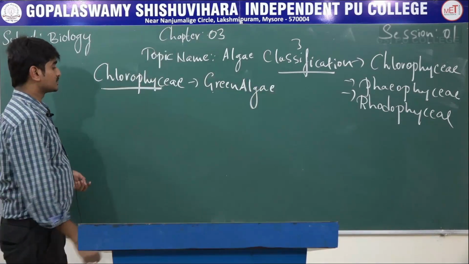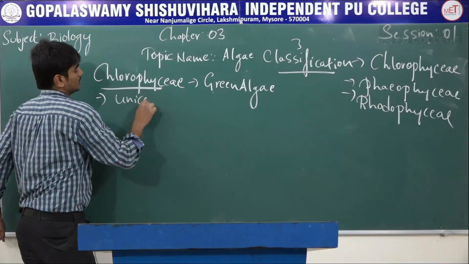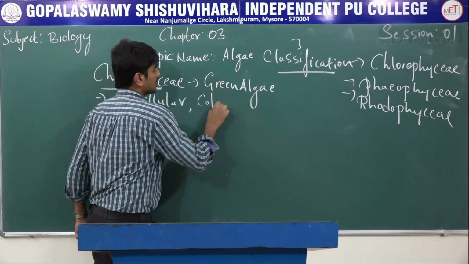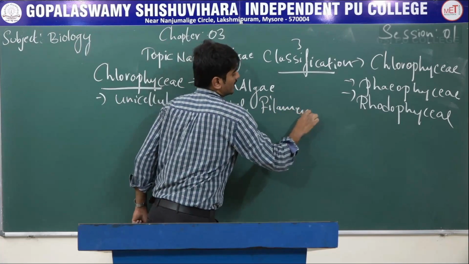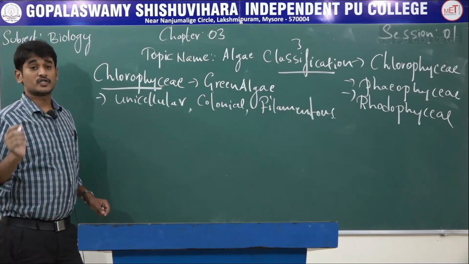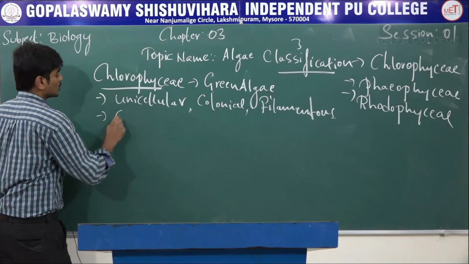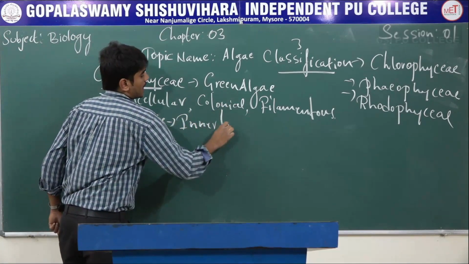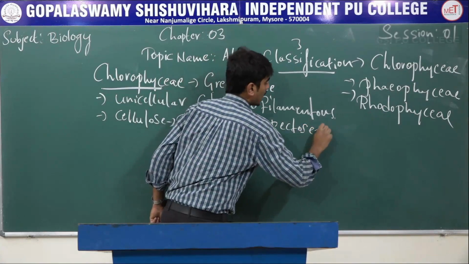Here the plant body, which means the thallus, is unicellular, colonial or filamentous, and the algal cells show a rigid cell wall because of the presence of cellulose in the inner layer and pectose in the outer layer.